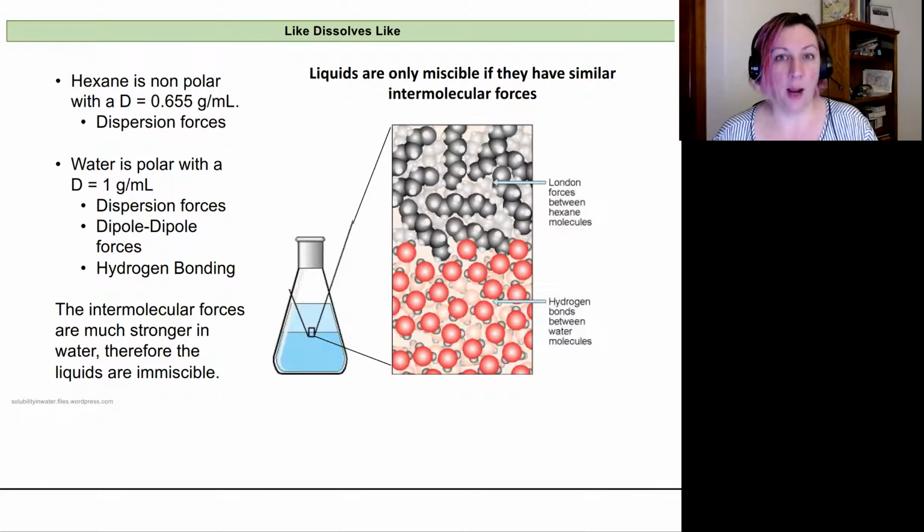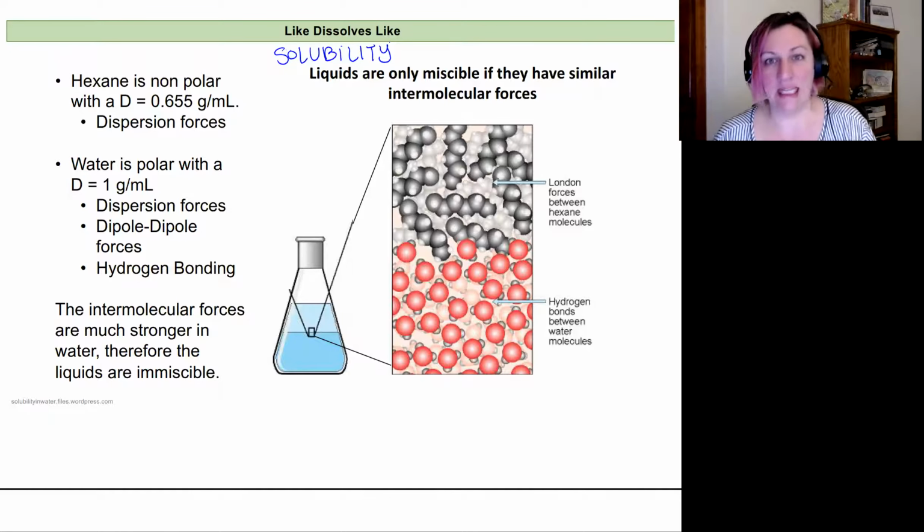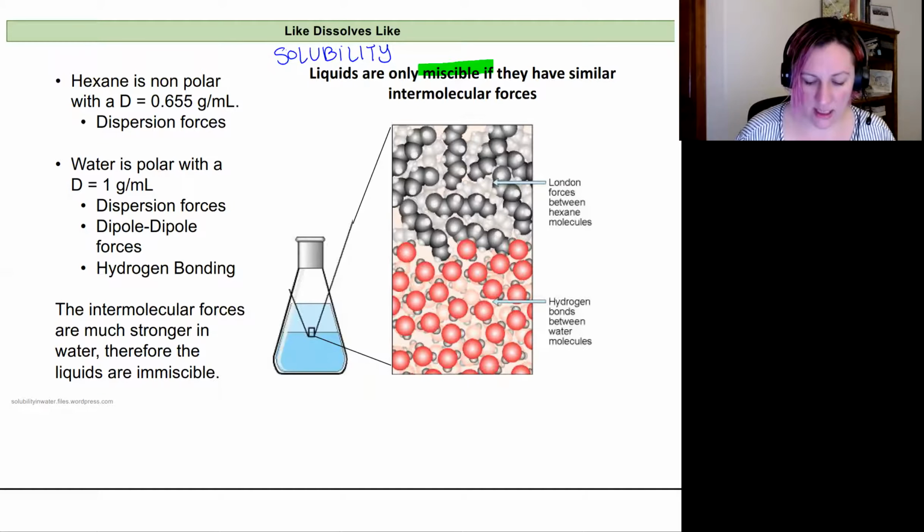Now, another physical property that's influenced by intermolecular forces is solubility. Solubility we usually characterize as "like dissolves like." What we're referring to by that is when intermolecular forces are similar between two compounds, then it's likely that they will dissolve each other. They'll be miscible. That word miscible just means they can dissolve in one another, or is soluble.